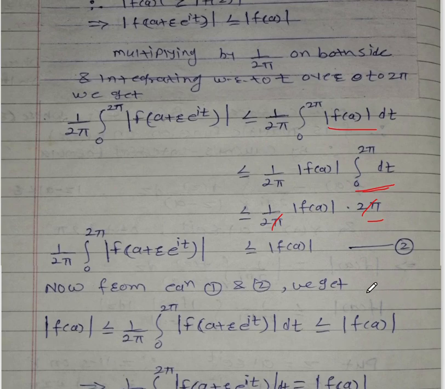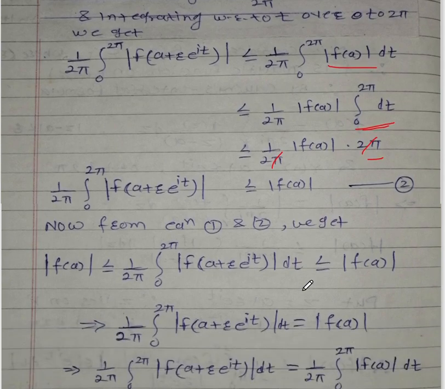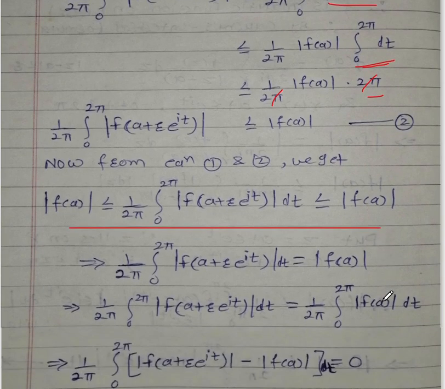Now from equation number 1 and 2 we can say that mod f of a is less than or equal to 1 upon 2 pi integral 0 to 2 pi mod f of a plus r e raised to power i t, mod complete, dt, less than or equal to, and this is nothing but less than or equal to mod f of a from equation number 2. So by using the inequality we can write 1 upon 2 pi integral 0 to 2 pi mod f of a plus r e raised to power i t dt equal to mod f of a. We can write it in this way.